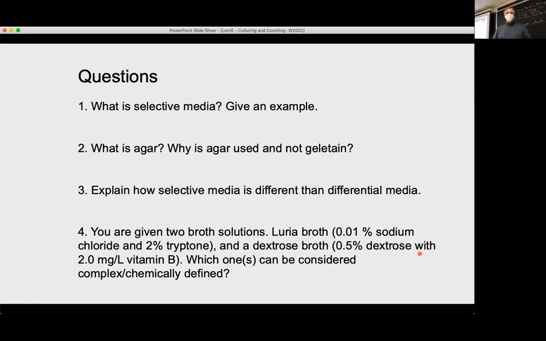Thank you. Okay, let's say you're given two solutions. One's called Luria broth. This is used for growing Escherichia coli. So here it says, these are the ingredients. You need 0.01% sodium chloride, 2% tryptone, and dextrose. And dextrose is your sugar, and 2 milligrams per liter vitamin B. Is this complex? It's kind of a tough question. Or chemically defined?